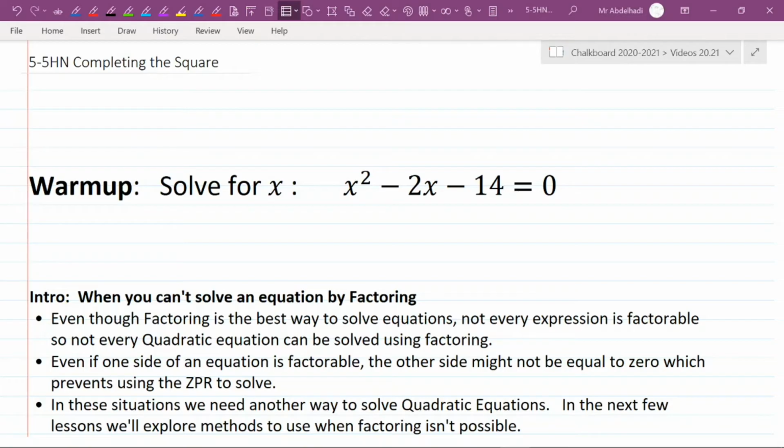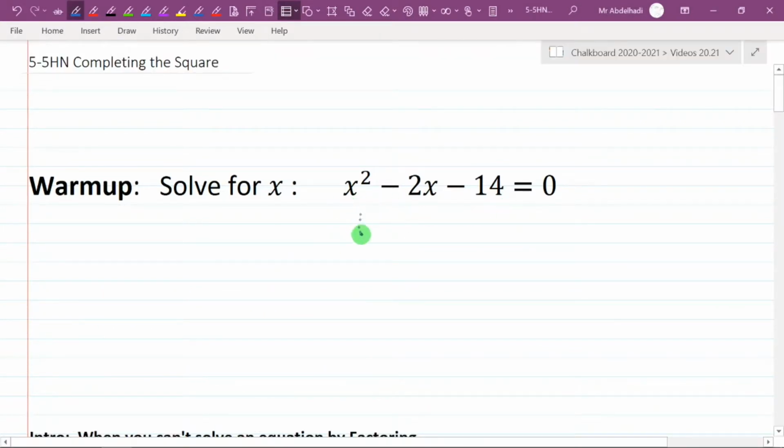Okay, welcome back. Today we're going to be talking about completing the square as an alternative to factoring when you're solving equations. Now, I have a warm-up here. I'm going to try to solve this by factoring using the methods that we just learned. This looks like a candidate for reversed FOIL. So you put down your parentheses and you put down your x for each set of parentheses.